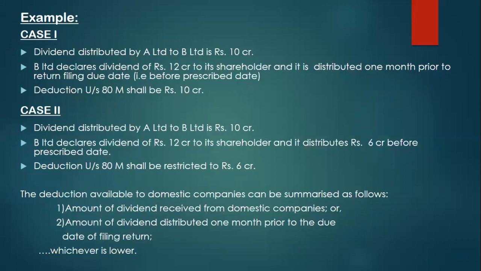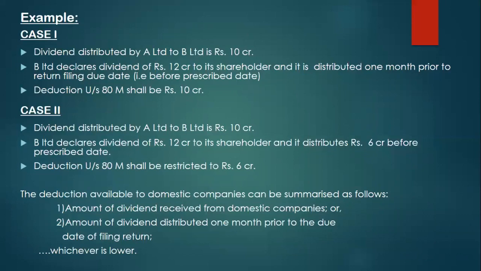Now coming to case 2, dividend distributed by A Limited to B Limited is rupees 10 crores. D Limited declares dividend of rupees 12 crore to its shareholders and it distributes rupees 6 crores before the prescribed date. In this case, deduction under section 80M shall be restricted to rupees 6 crore.